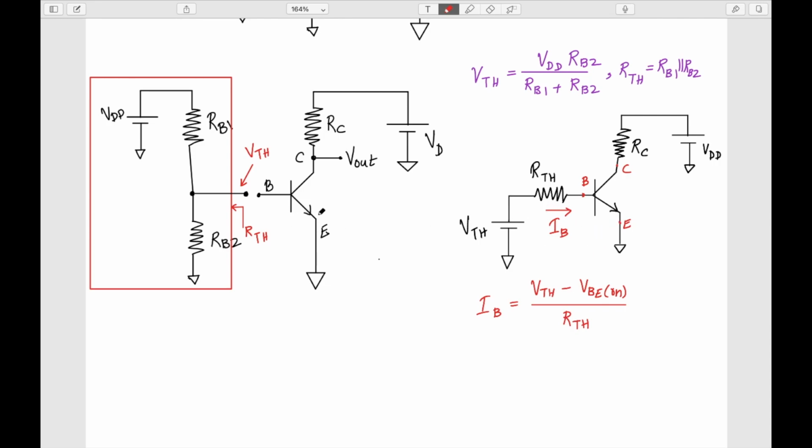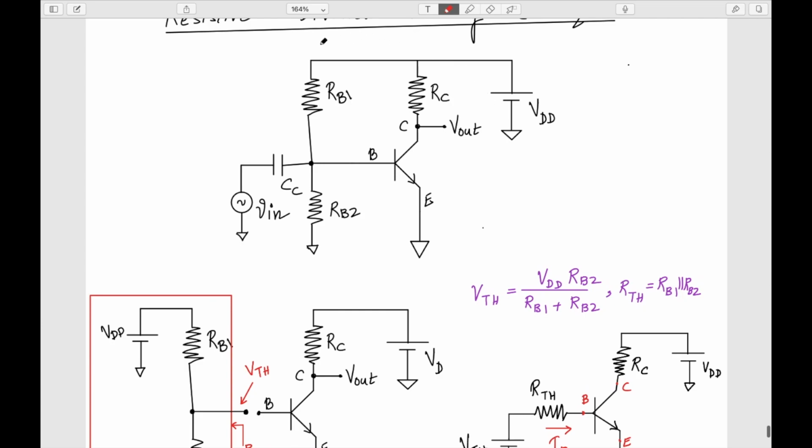The next thing is, how will the small signal model of this one look like? If you see the small signal model, these RB1 and RB2 are both connected to the base, and for the small signal model we need to ground it. Once I ground it, at this point RB1 and RB2 are parallel.